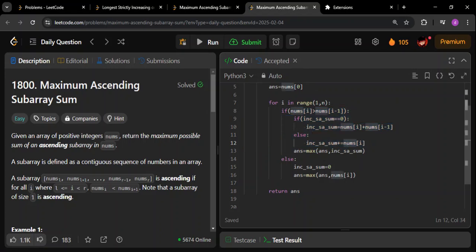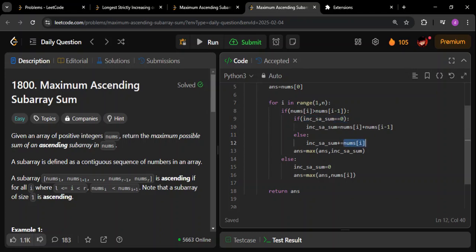Now, what is happening if this is 0? If this is 0, what that means? That means that previously the elements that we have seen were not forming an increasing subarray. For that reason, this was 0. So what we have to do is add the current element and the previous element to this. If let us say this is not 0, in that case we have to just add the current element.